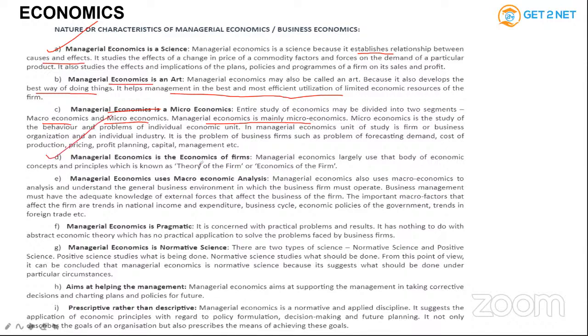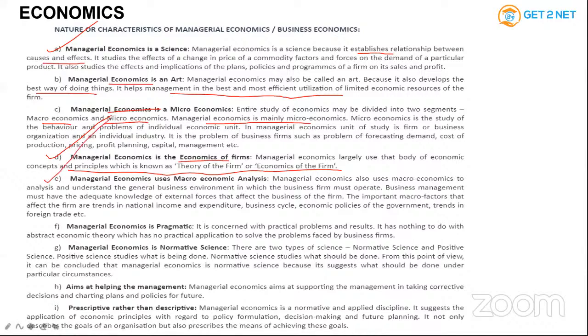Managerial economics is the economics of the firm because we study about the organization. We study about the economics of the organization. We study about the theory of the organization, different concepts, different principles related to that. That is why it is known as the theory of the firm or economics of the firm.